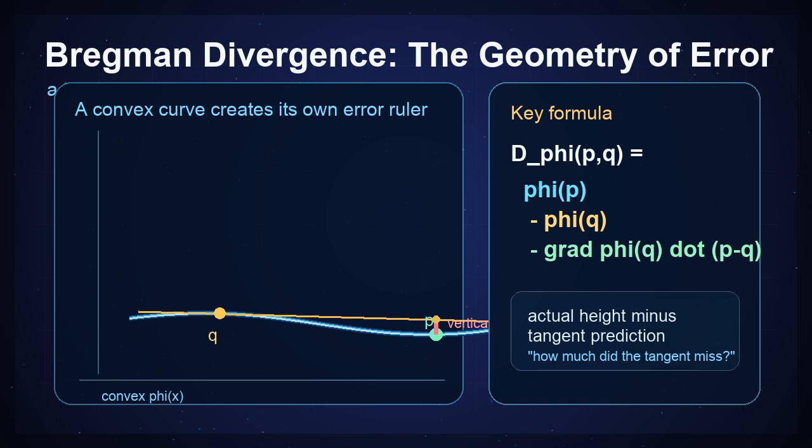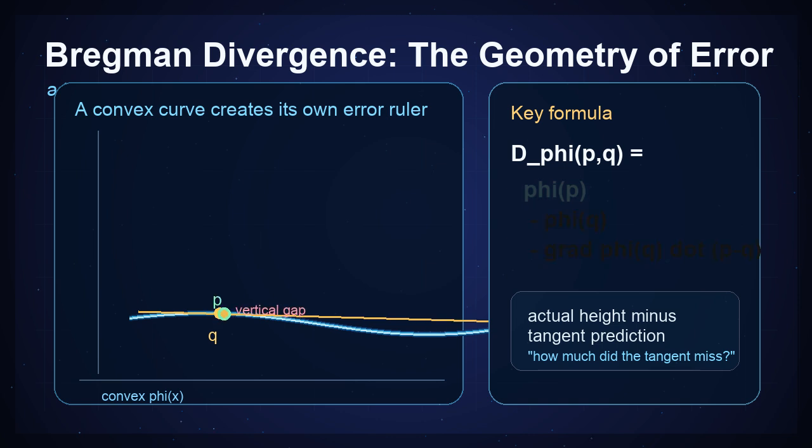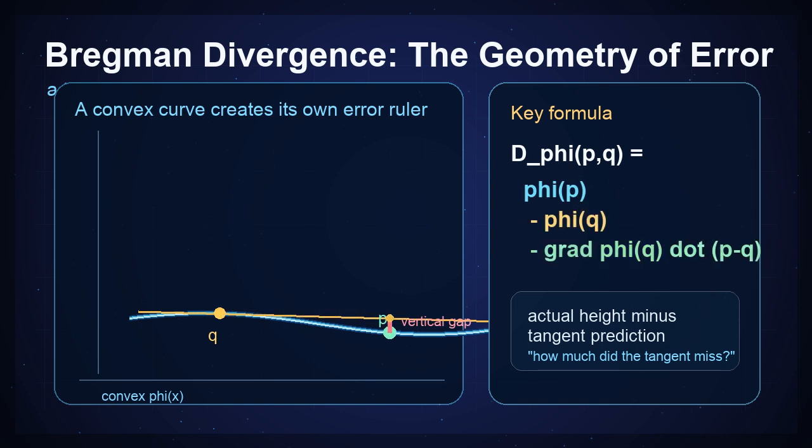Start with a bowl-shaped function phi. Pick a point Q. Now draw the tangent line to phi at Q. At another point P, compare the real height phi of P with the height predicted by that tangent. The vertical gap is the Bregman divergence.